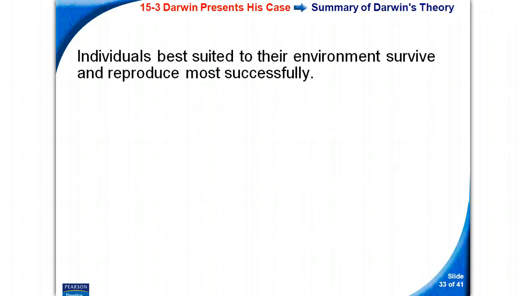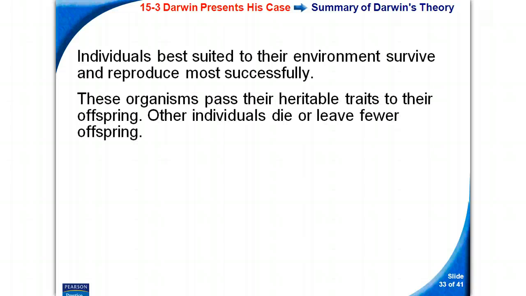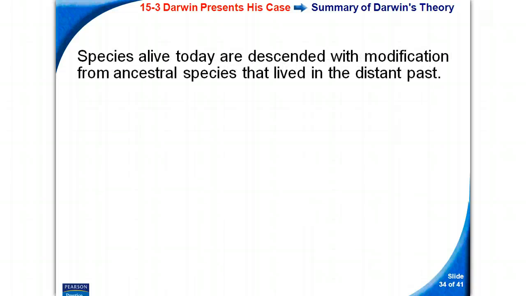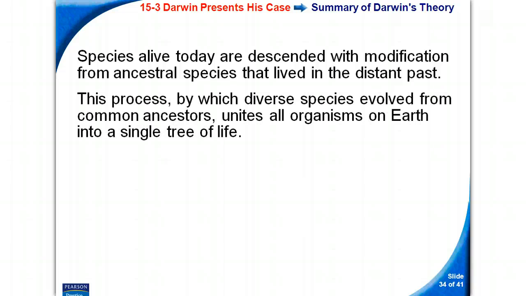Individuals best suited to their environment survive and reproduce most successfully. These organisms pass their heritable traits to their offspring. Other individuals die or leave fewer offspring. This process of natural selection causes species to change over time. Species alive today are descended with modification from ancestral species that lived in the distant past. This process by which diverse species evolved from common ancestors unites all organisms on Earth into a single tree of life.